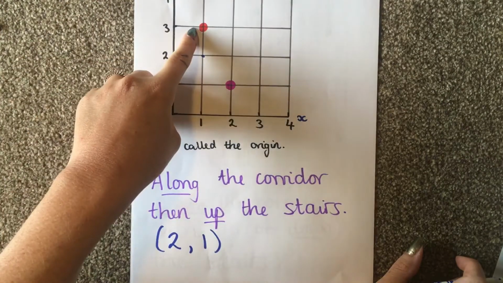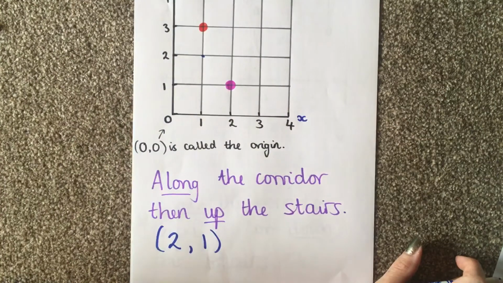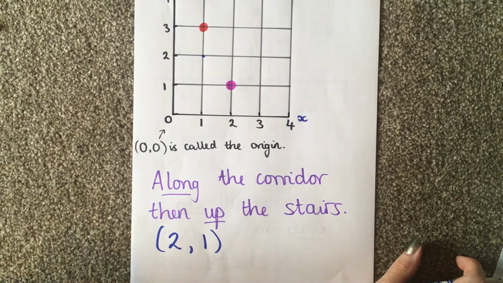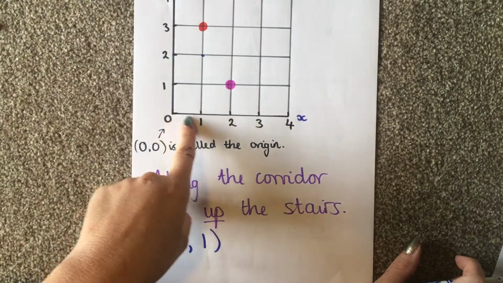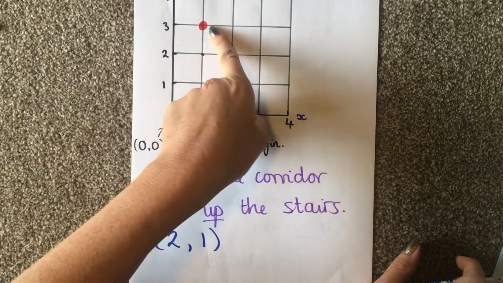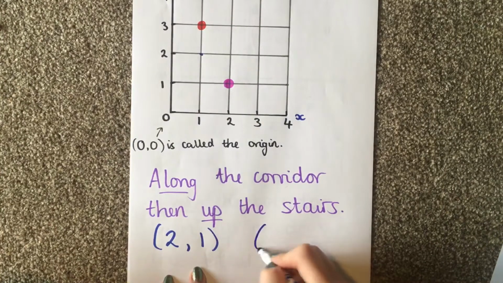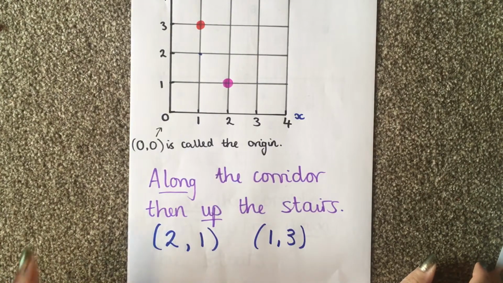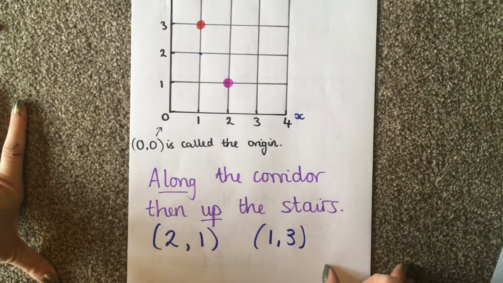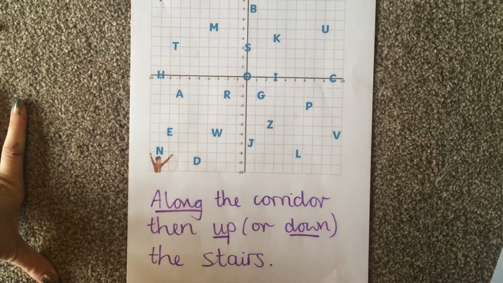So if I was to look at this example of the orange dot, what would the coordinates of that be? I start by looking at how far along it's gone. Well, it's gone along to number 1 and up to number 3. Just like before, I have to write it in brackets with a comma between. Now hopefully that's fairly familiar. This is what we're looking at today.